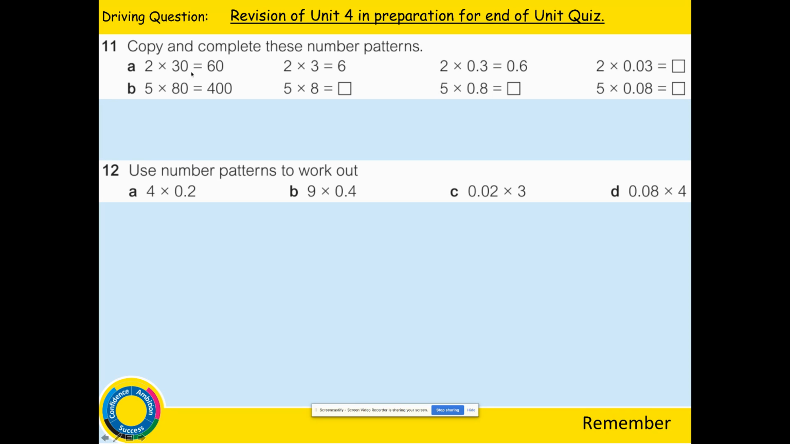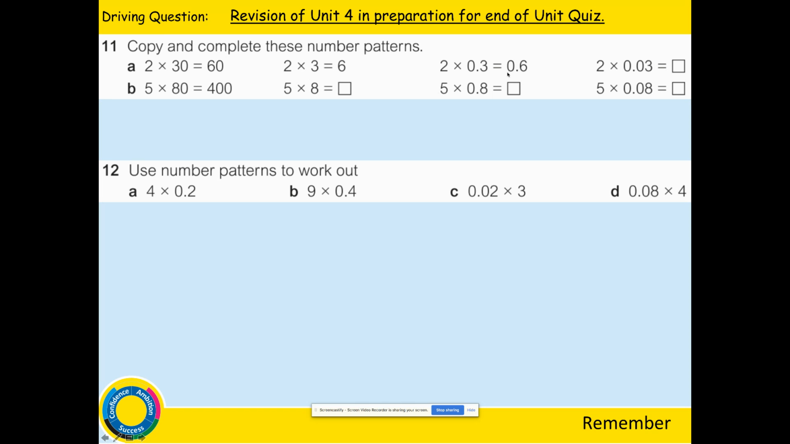3 is 10 times smaller than 30. 30 has been divided by 10. So the 3 has moved over into the ones column. So if we look at our answer, that is just 6. So our answer has also been divided by 10. One part of the question is 10 times smaller, so we make our answer 10 times smaller. So 2 times 3 is 6.